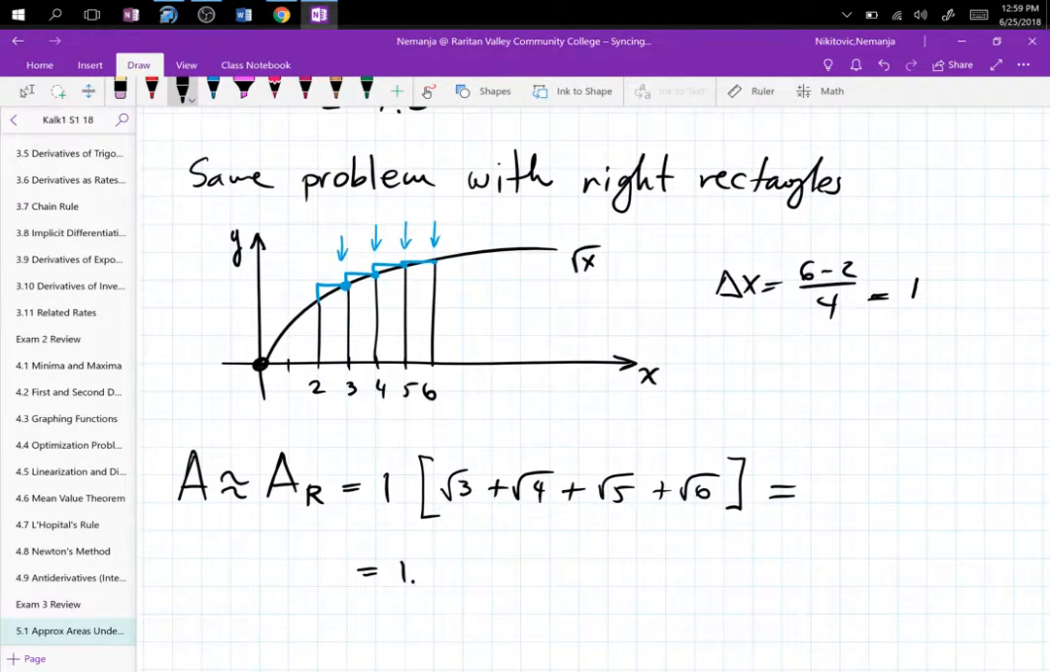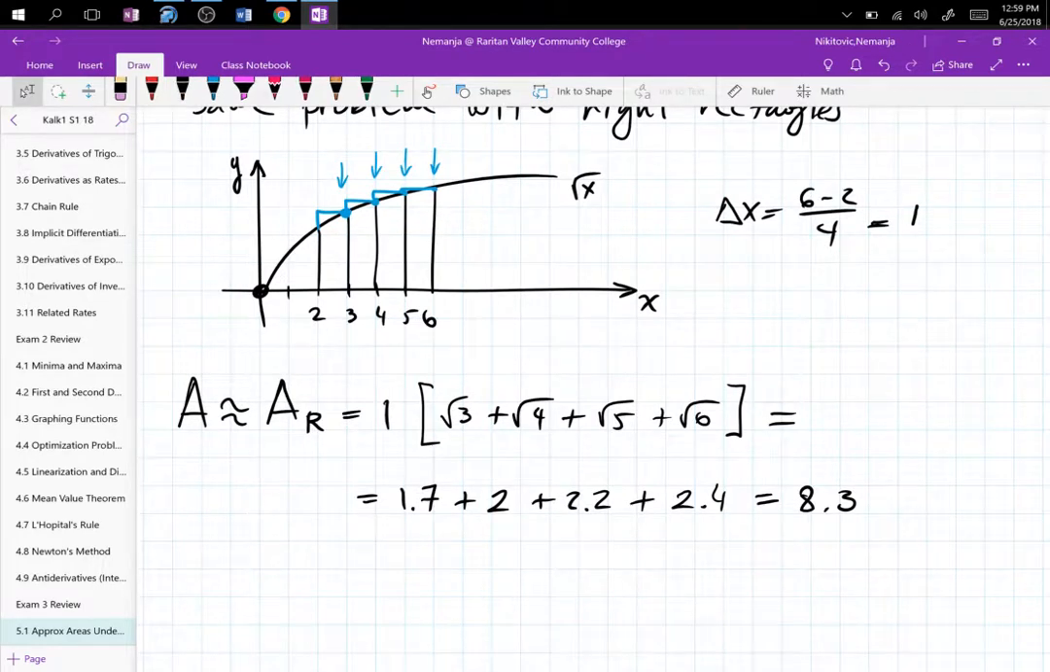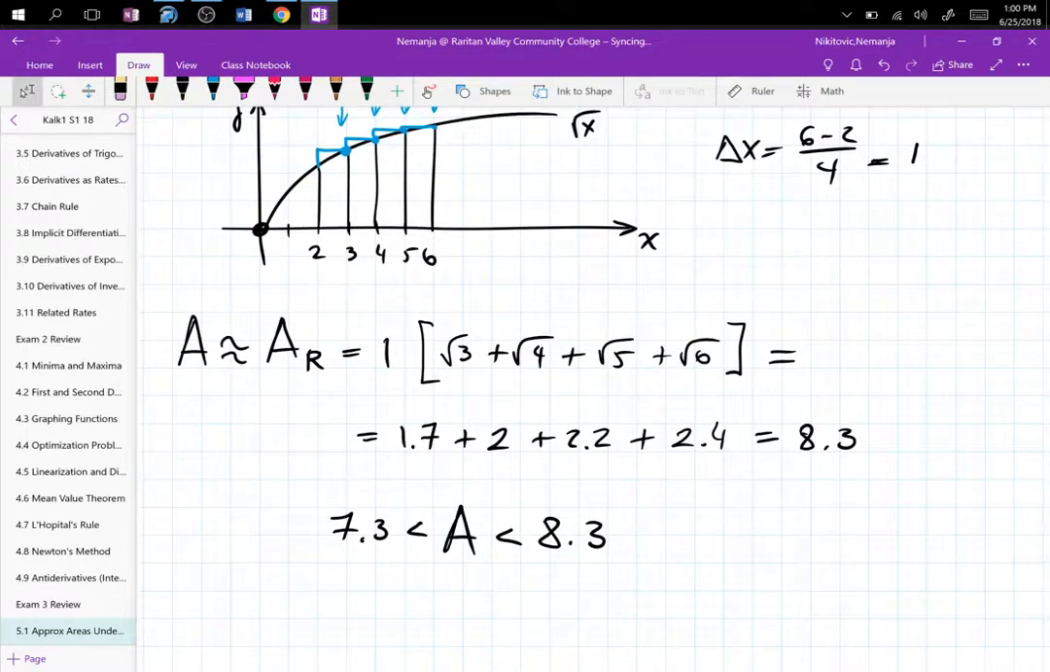And that is 1.7 plus 2 plus 2.3 plus square root of 6. That's about 2.4. That's 2.45, but 2.4. So that's good enough. 2.2, yes, it's 2.2. You're right. So this is 8.3. We got 7.3 last time. We got 8.3 this time. So true area is in between 7.3 and 8.3. There is a way for us to calculate that exactly, but we are not going to do that now.